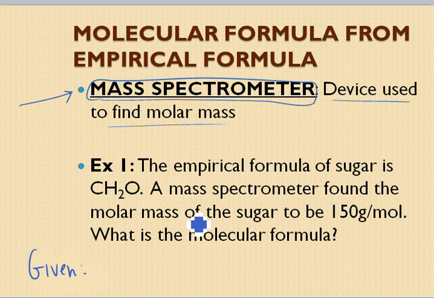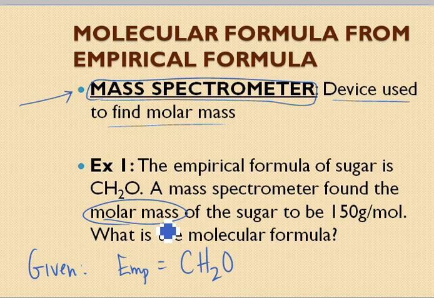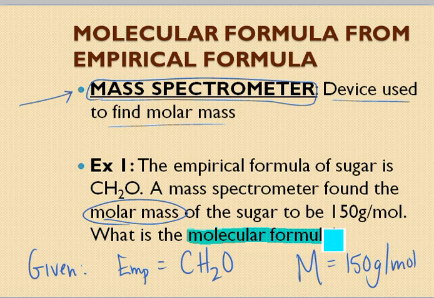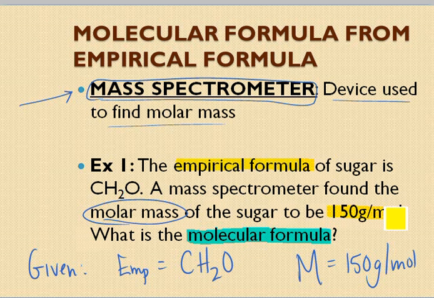The empirical formula of sugar is CH2O. So empirical formula CH2O. We're told a mass spectrometer found the molar mass of sugar to be 150 grams per mole. So molar mass is 150 grams per mole. Now we want to know what the molecular formula is. That's what we're looking for. So we're given the empirical formula, we're given the molar mass, we can now find the molecular formula.